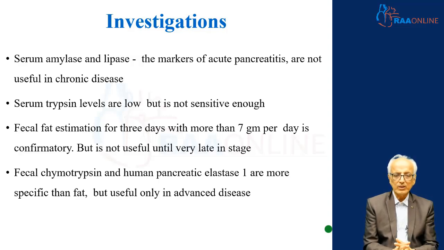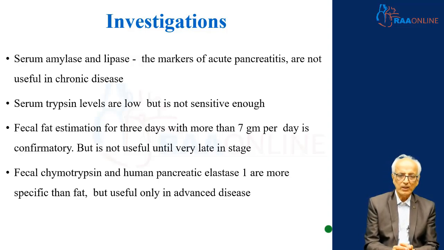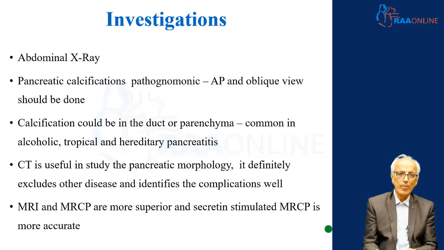Fecal chymotrypsin and human pancreatic elastase 1 are more specific than fat, but useful only in advanced diseases. Coming to the investigation, abdominal X-ray will show pancreatic calcification, very classically pathognomonic of chronic pancreatitis.